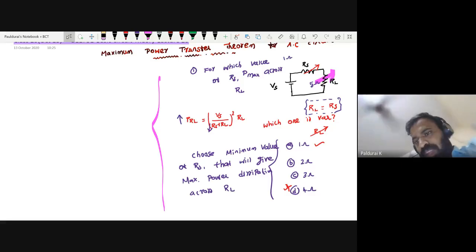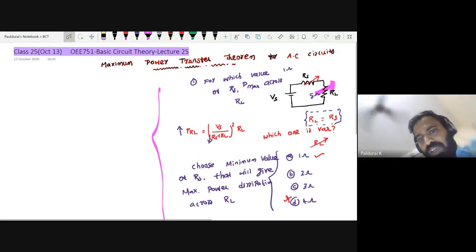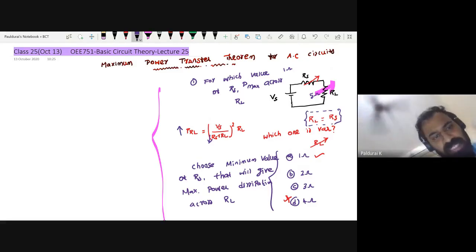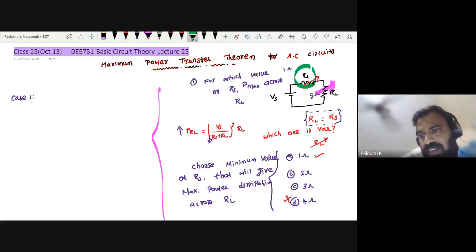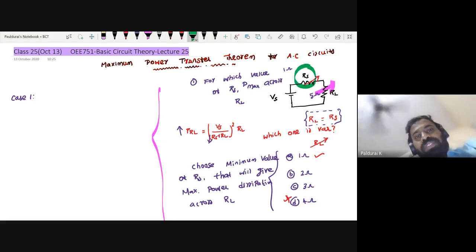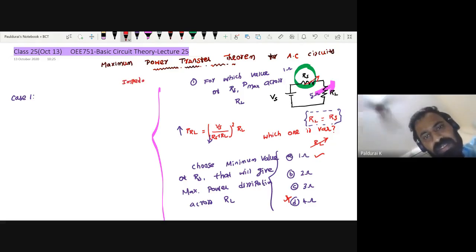So now I want to derive this. Before deriving, I want to give what all the possible cases are in the maximum power transfer theorem. The one we already discussed is case 1. I want to give 3 cases. Case 1, see here, what is this? What about this? Three keywords. One is called impedance. What do you mean by impedance? And what do you mean by resistance?